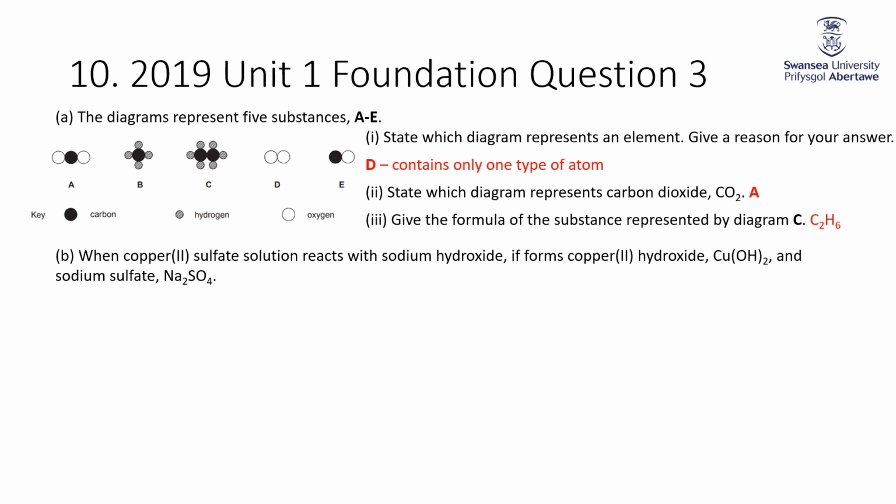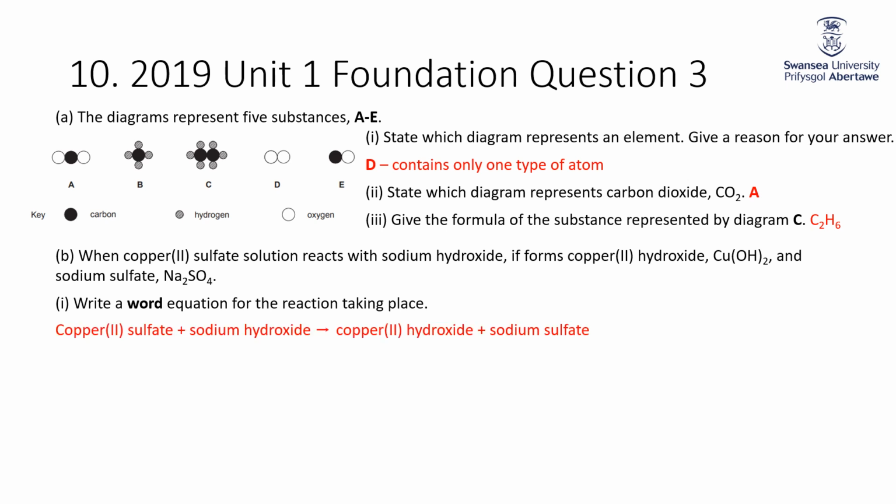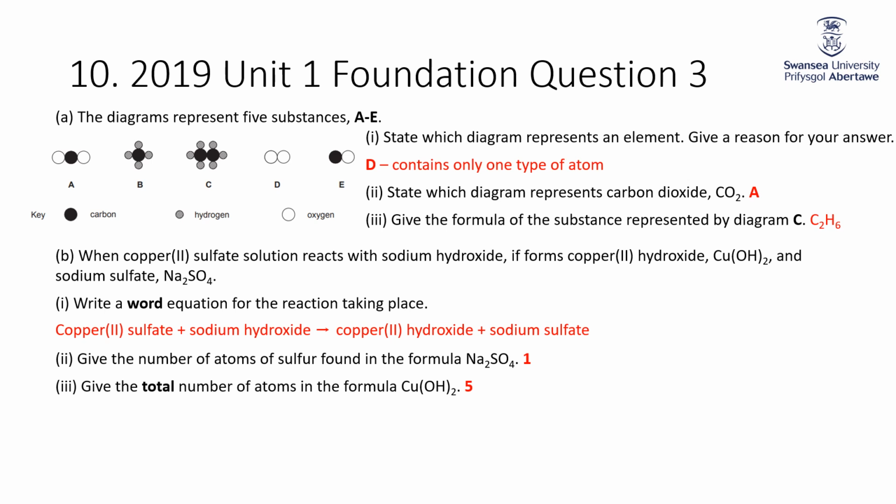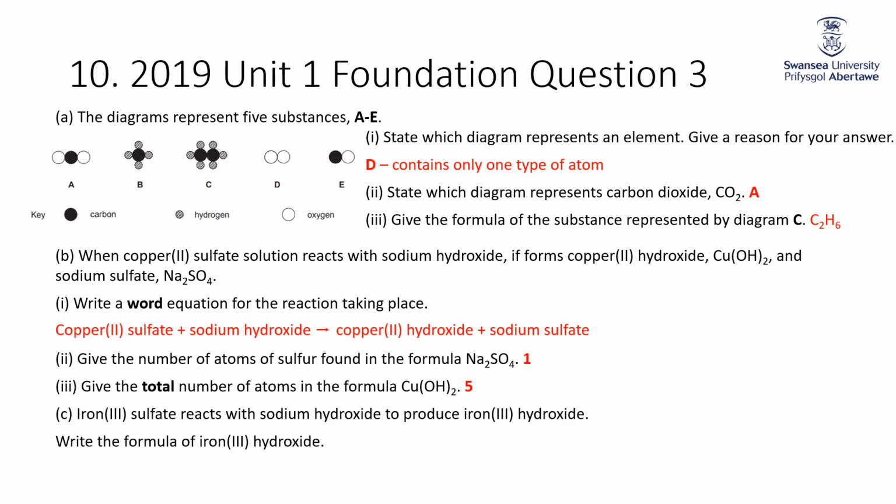Then part B, when copper 2 sulfate reacts with sodium hydroxide, it forms copper 2 hydroxide and sodium sulfate. Write the word equation for the reaction taking place. So here it is. Copper 2 sulfate plus sodium hydroxide goes to copper 2 hydroxide plus sodium sulfate. Give the number of atoms of sulfur found in sodium sulfate. That is 1. Give the total number of atoms found in the formula Cu(OH)2, and that's 5 because there's 1 copper, 2 oxygens, and 2 hydrogens, so that's equal to 5.